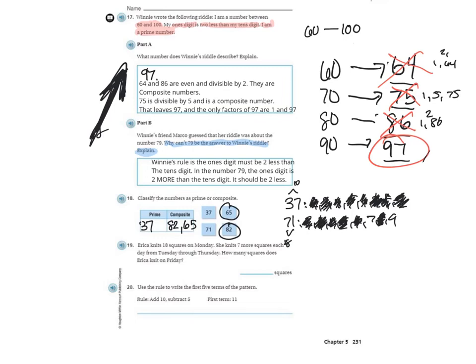Do the same thing with 9. 7 plus 1 is 8. 8 divided by 9 is not a whole number. That doesn't work. And now let's do our old friend, long division, 71.